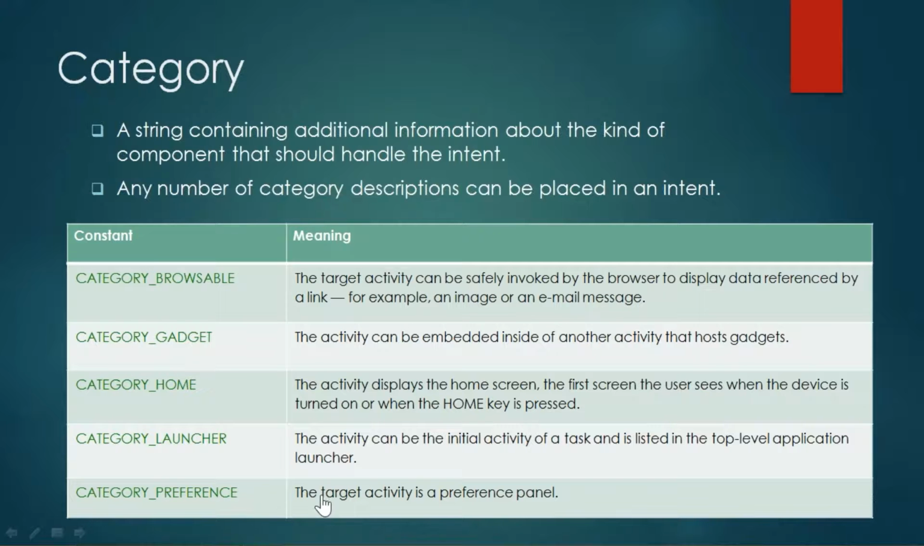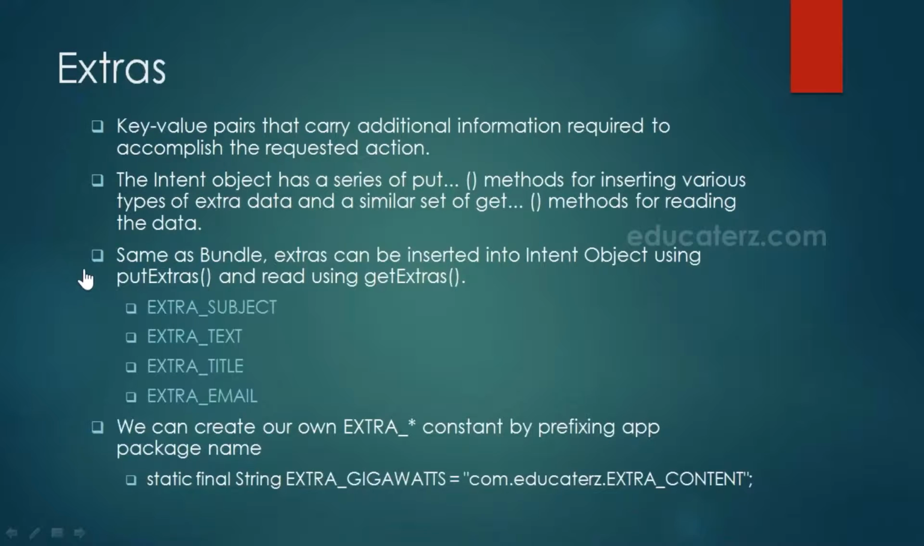The category preference. So the target activity is a preference activity. And the next one is actually extras. It is a key value pair mechanism which contains information required to accomplish a requested action. If I say I want to do something, we should give some hint. Let us say go to some X destination. Then we must give some extra information on why you should go there. Go there and get some fruits for me, or get some objects for me, do my work, whatever it is. So it is a key value pair mechanism.